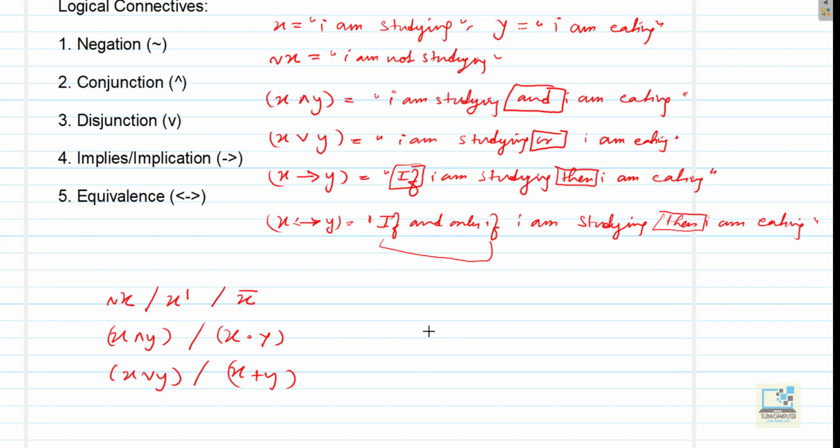Similarly for implication, if I am writing x implies y, it can also be written as x dash plus y. And for equivalence, it can also be written as x dash dot y dash plus x dot y. Okay, that's all for this video.